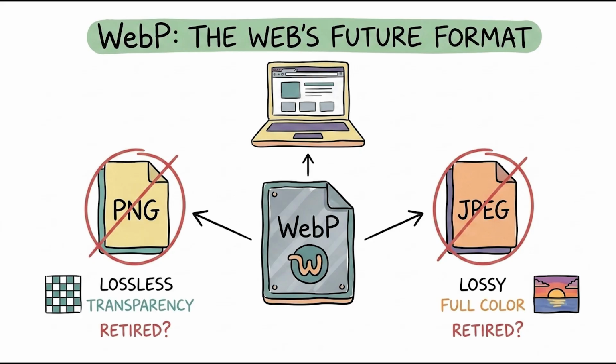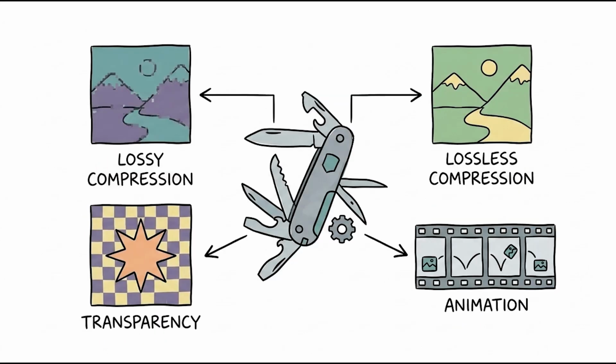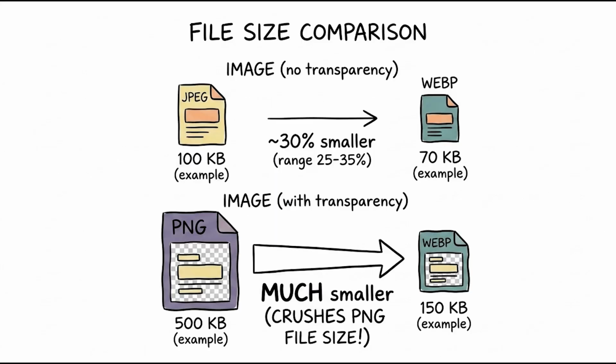WebP. Google built this in 2010 and then spent years convincing everyone to actually use it. WebP was designed to replace both JPEG and PNG on the web. It supports lossy compression, lossless compression, transparency, and animation, all in one format. It's a Swiss Army knife that genuinely does everything pretty well. A WebP file is typically 25 to 35% smaller than a comparable JPEG. With transparency, it crushes PNG on file size.